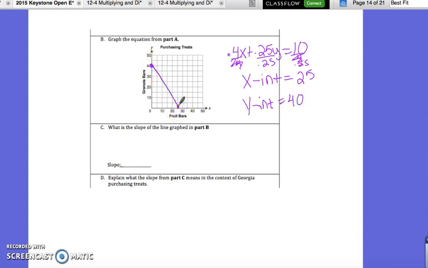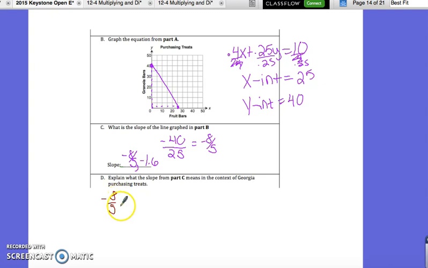What is the slope of the line graphed? So I just used my two ordered pairs and my two intercepts. I went down 40, so it's negative 40, to the right 25, which simplifies to negative 8/5. If you wrote it as negative 1.6, that's fine. But I think for part D, looking at the fraction, negative 8/5 is a little bit easier because it says explain what the slope from part C means in the context of Georgia purchasing her treats.